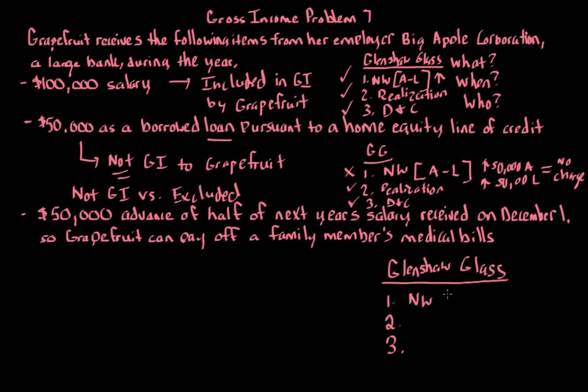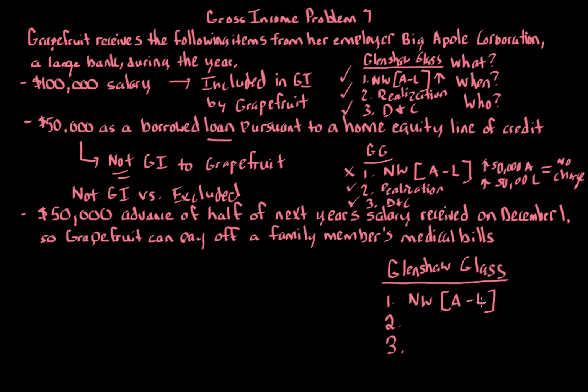So the first item, net worth, our assets have gone up. We're looking at year one here. By the way, for this question, we're saying during the year, so year one, not year two. So the idea here is that Grapefruit's getting a $50,000 advance of half of next year for year two. But Grapefruit's getting that amount in year one because Grapefruit needs it to pay off some medical bills that a family member had during the first year, this year. So assets go up because Grapefruit gets the cash.